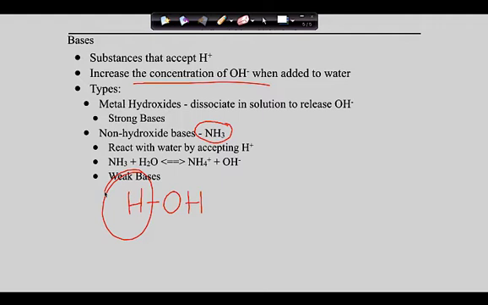Now guys, understand all of these are weak. So you'll see in the video, they actually will give the H back and turn this back into water, and it looks like this.